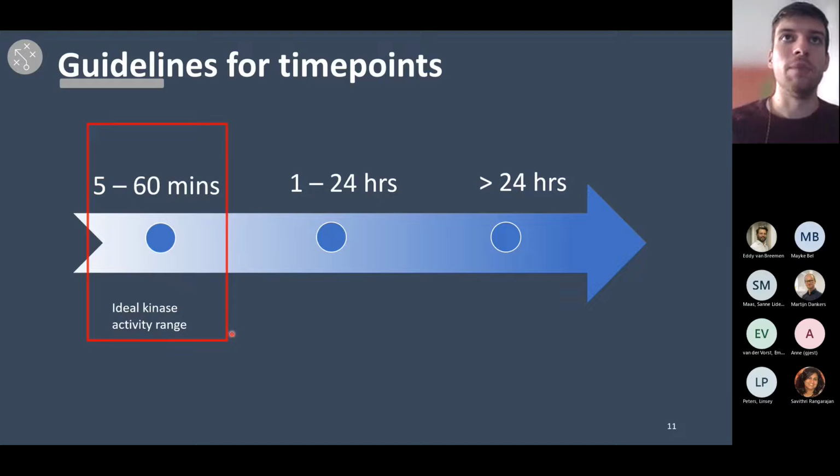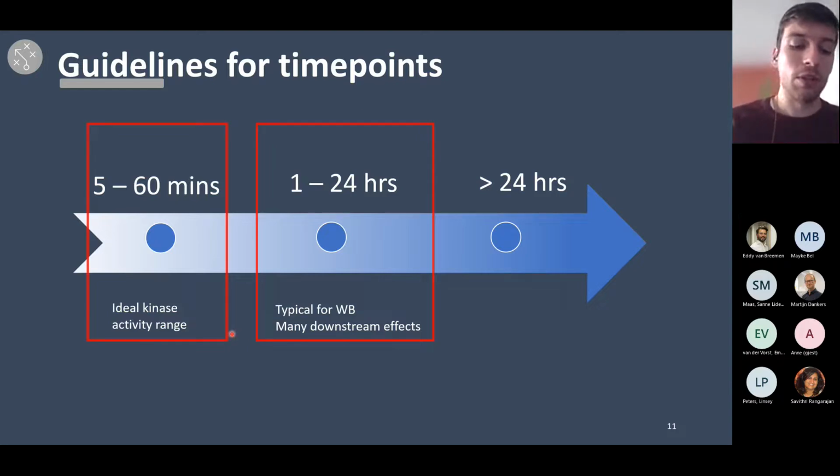What we also see is that many people run their samples about 1 to 24 hours after treatment. This is also because it is quite typical for Western blotting, that you do a phosphoblot maybe 6 to 8 hours after your treatment. This is of course fine, but then the consideration is that the results that you get might reflect many downstream effects. These are kinases that are involved maybe a lot later than your direct kinase of interest. However, this gives you a bit of an indication of what pathway is active.